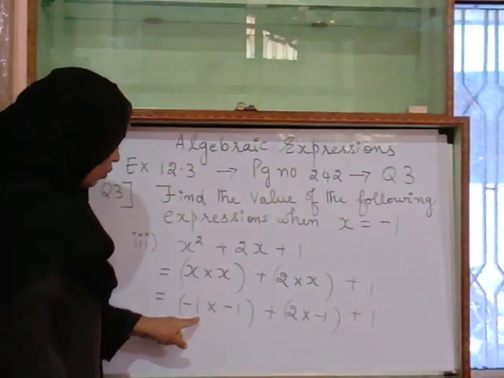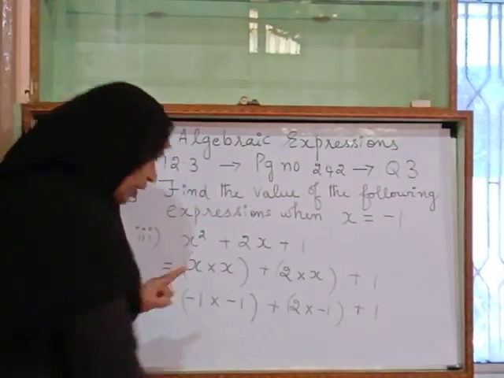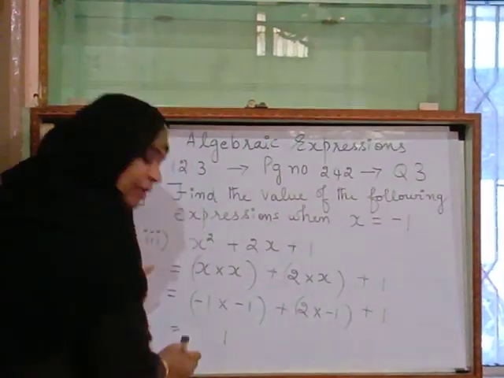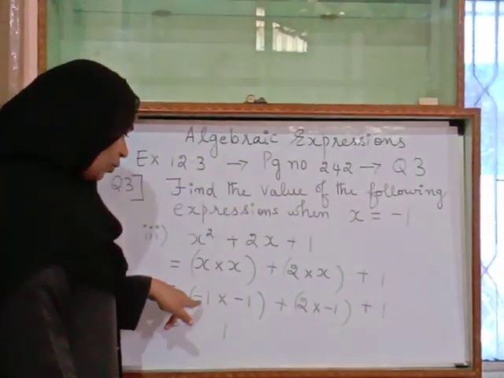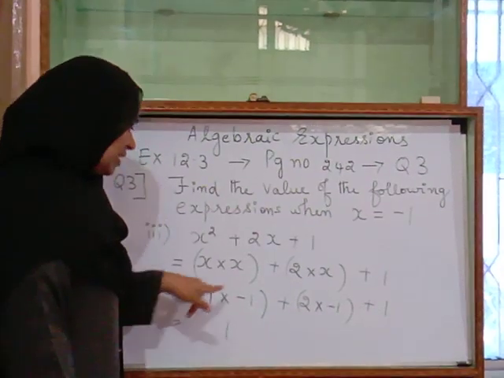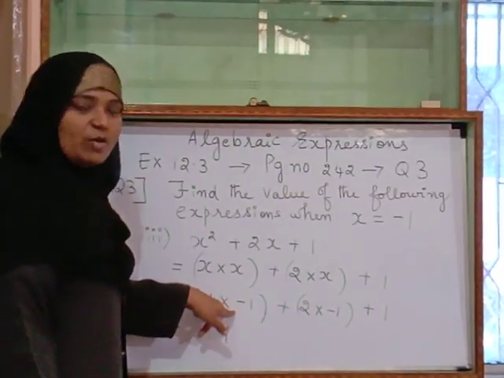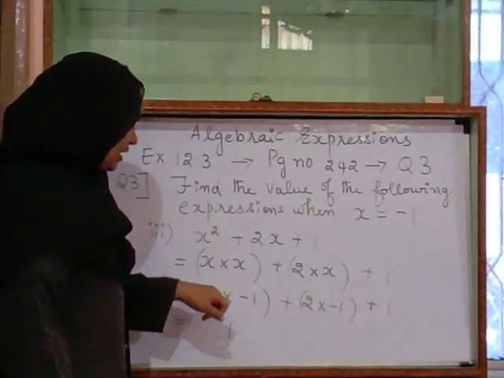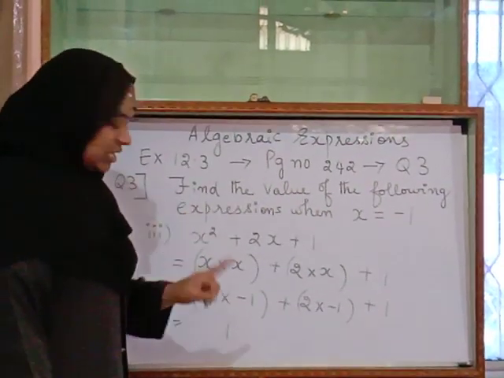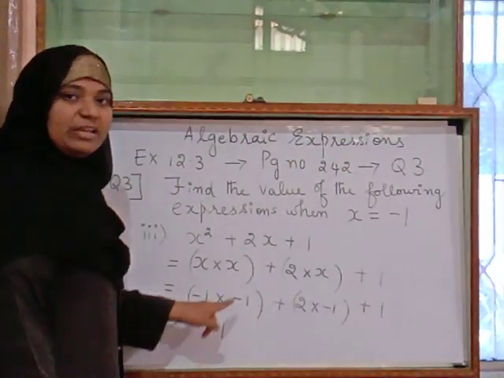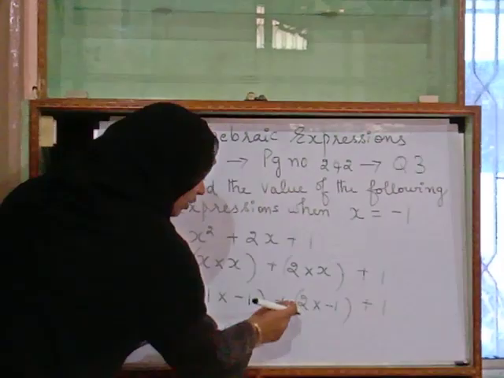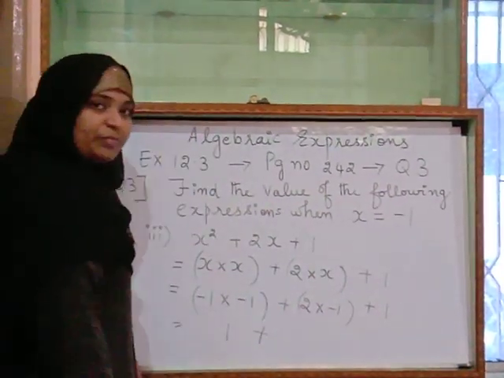Now see here, 1 into 1 is actually 1. First you multiply and then go for the sign. What's the sign given here? Minus. And another sign is also minus. So we know that minus into minus is actually plus. So minus 1 into minus 1 gives you plus 1. Now this plus we will take it here.